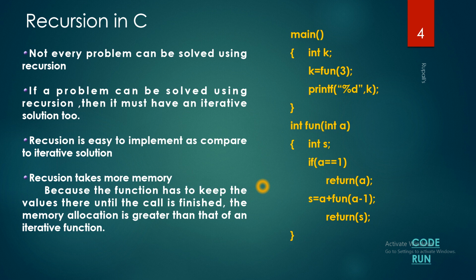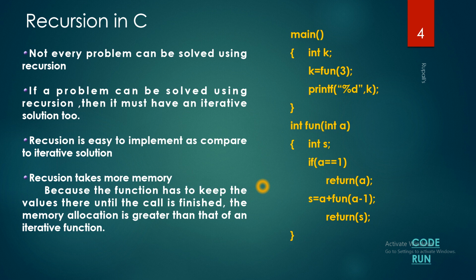So, some ins and outs of recursion. Not every problem can be solved using recursion. A problem can be solved with recursion only where the repetition of the same work is done. If a problem can be solved using recursion, then it must have an iterative solution too. You can use any iterative solution without using recursion.